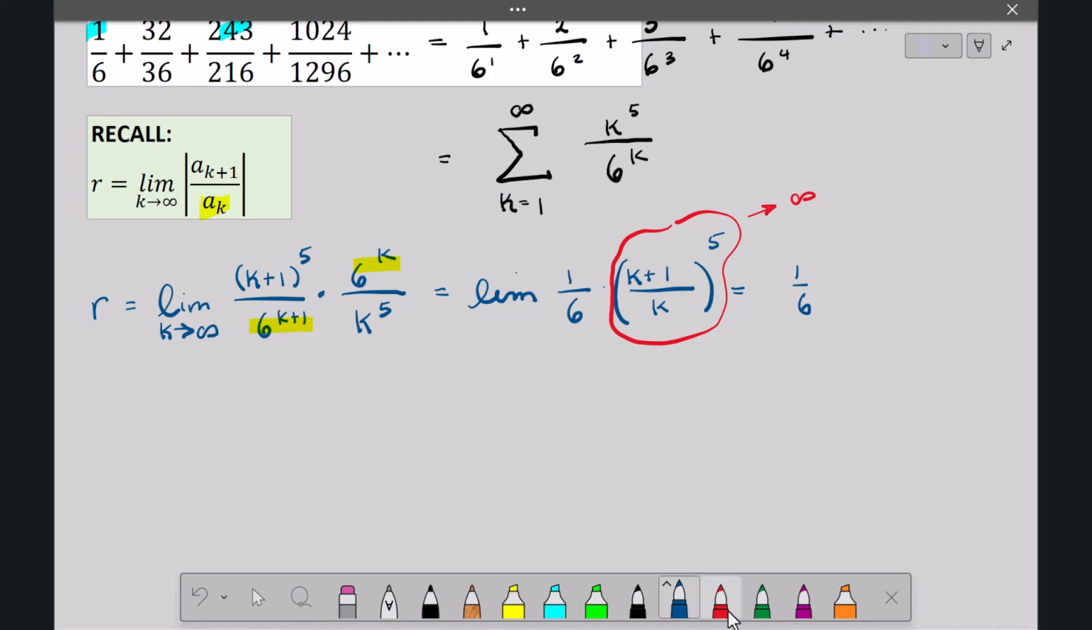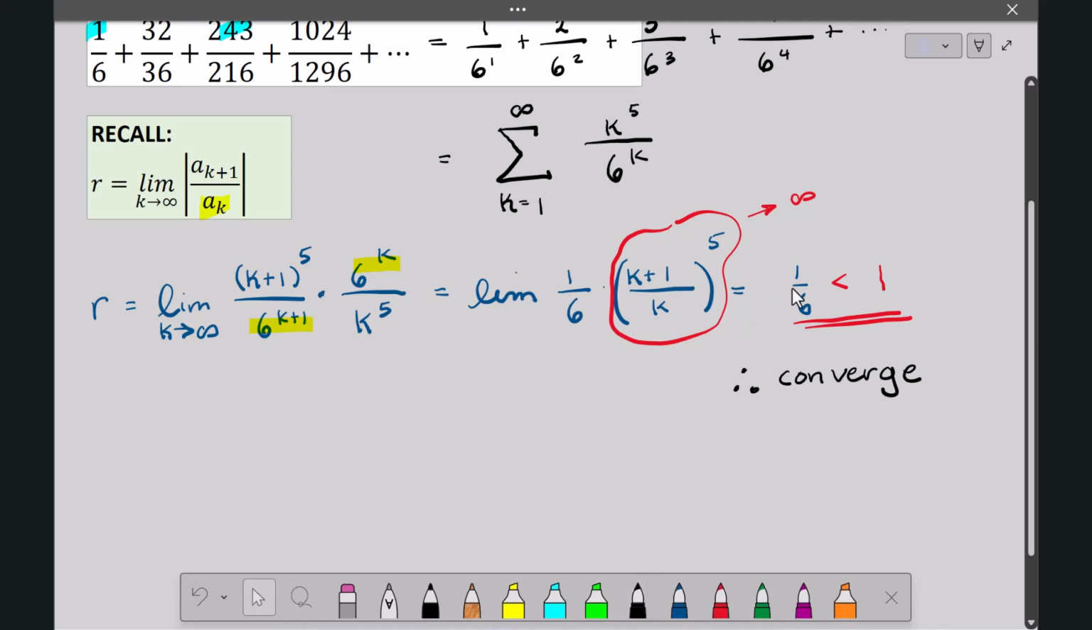With the ratio test, we compare this to 1. That is less than 1. Therefore, the series is going to converge. So for the ratio test, if the limit of that ratio is less than 1, you have convergence.